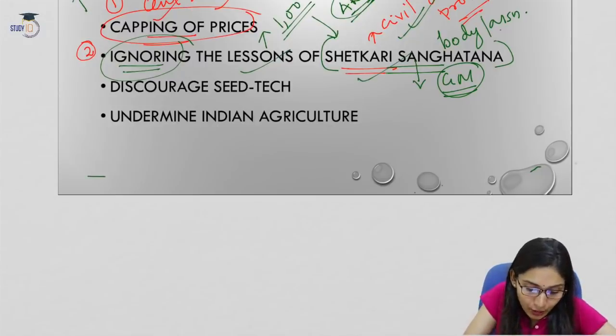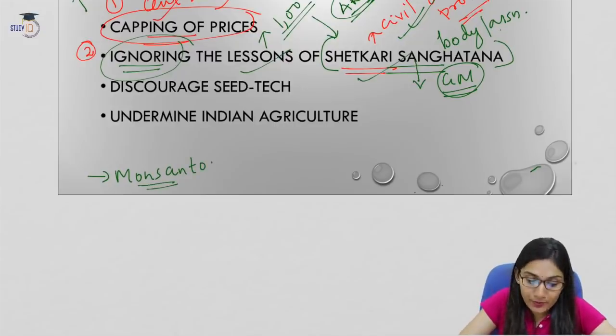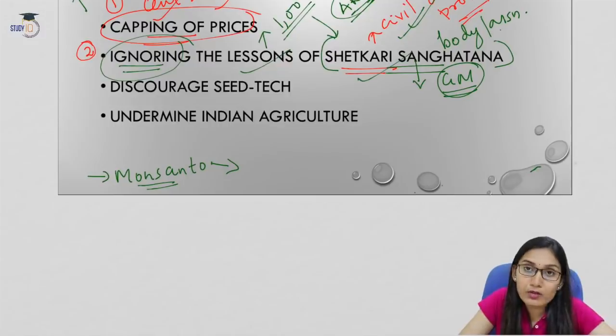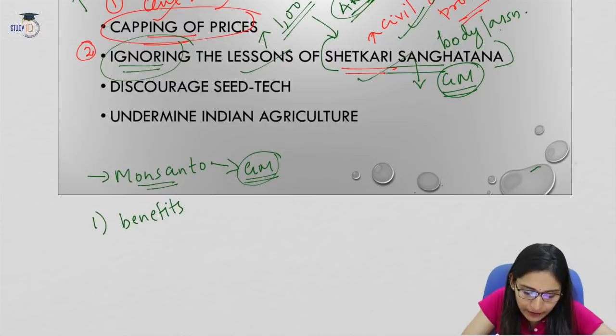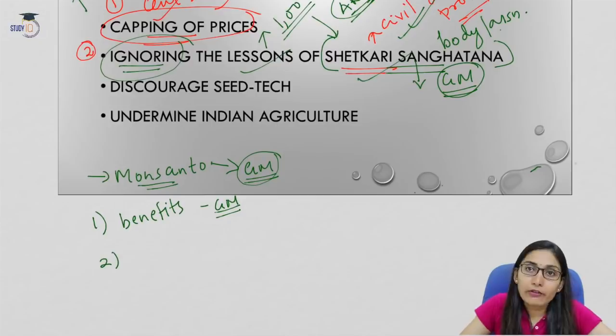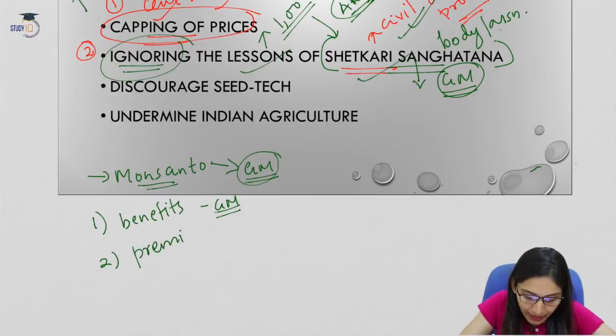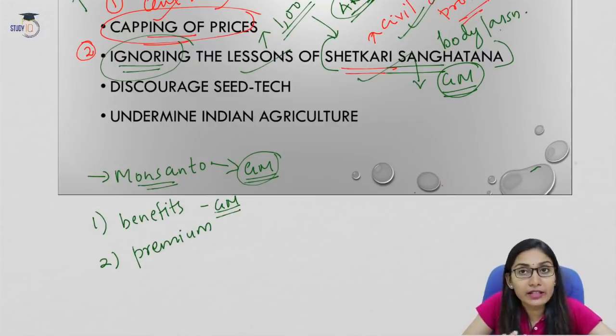But before that, as a consequence of this, Monsanto is a company that produces GM crops. So Monsanto withdrew one of the most advanced GM offerings from the approval. So the lessons learned from the Shetkari Sanghatana protest was that the farmers are well aware of the benefits of the GM crops. So first thing, the farmers very well know what are the benefits of using genetically modified crops or GM technology. Second one, the farmers were even willing to pay a premium as long as the GM seeds deliver the promised increase in yield. So they were even ready to pay the premium.